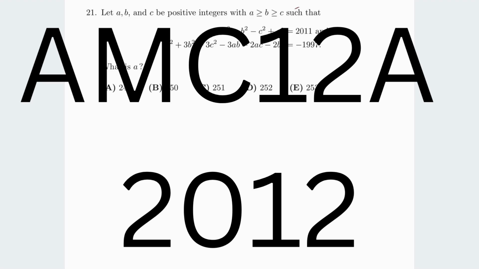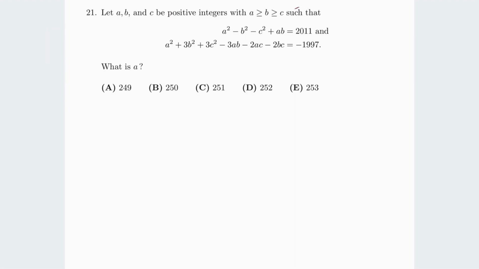Hi everyone, today we are going to solve the 21st question on AMC 12A 2012. Let A, B, and C be positive integers with this inequality, such that this equation and this equation exist. It asks for the value of A.